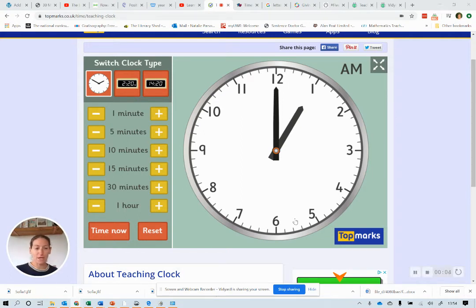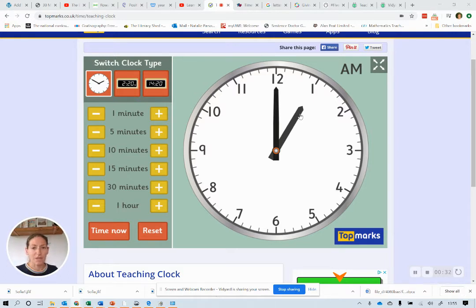Now, yesterday we had a little look at time and we were just reminding ourselves when it was o'clock and when it was past, weren't we? So let's just have a little recap to start with. Which hand is the hour hand? That's right, it's the shorter hand, isn't it? If you can see my little arrow, it's the shorter hand. This is the hour hand, and the hour hand points to the hour that we are on, doesn't it? Or sometimes it goes in between the two.